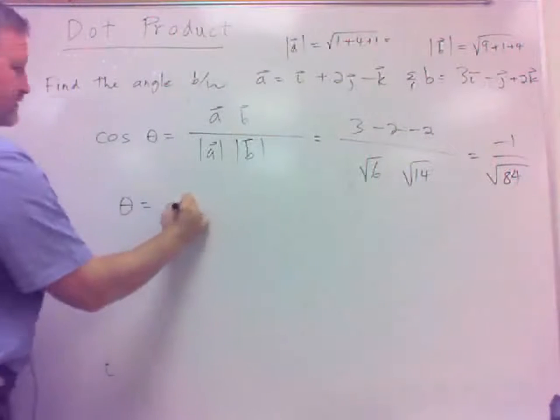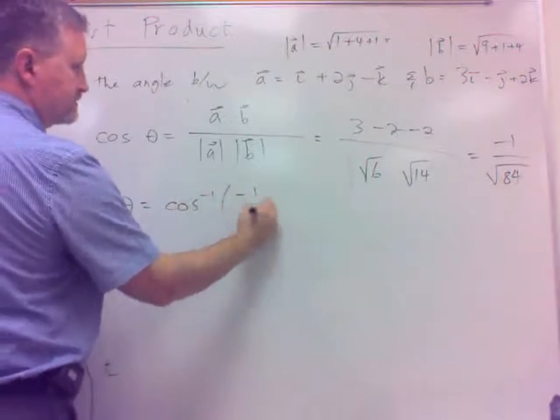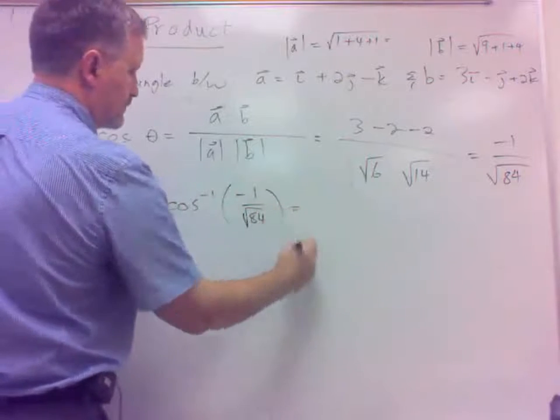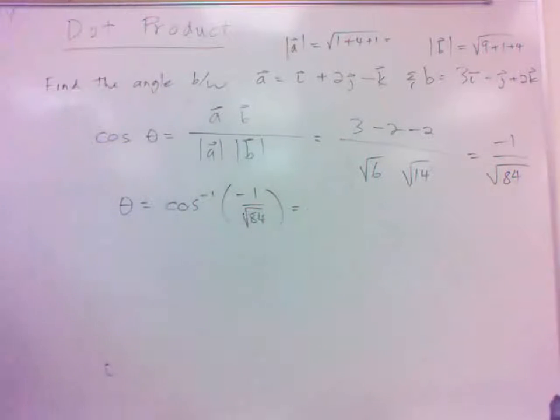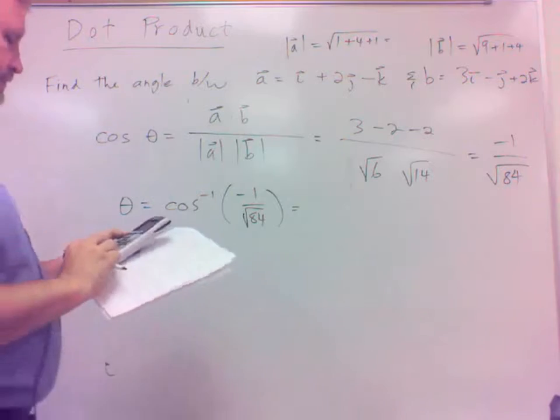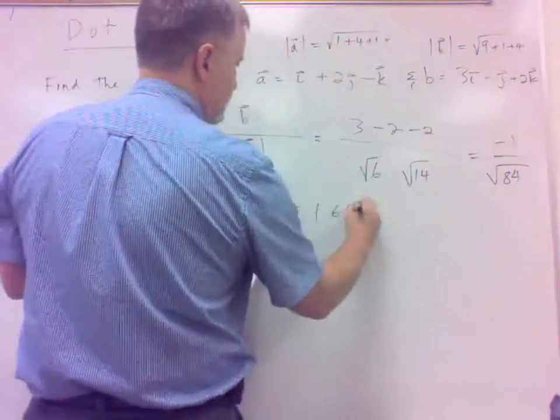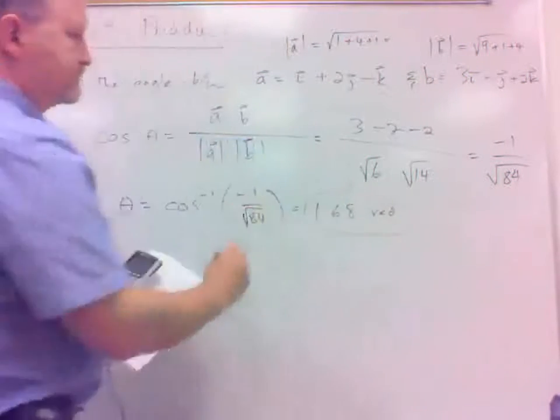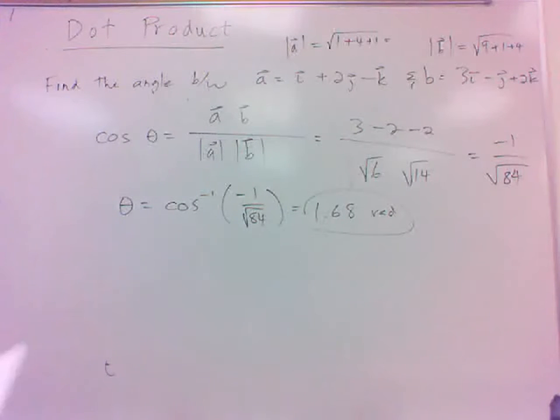And so theta then will be the cosine inverse of that. We could simplify that, but same drill. 1.68 radians. What'd you say, 96 degrees? Okay.